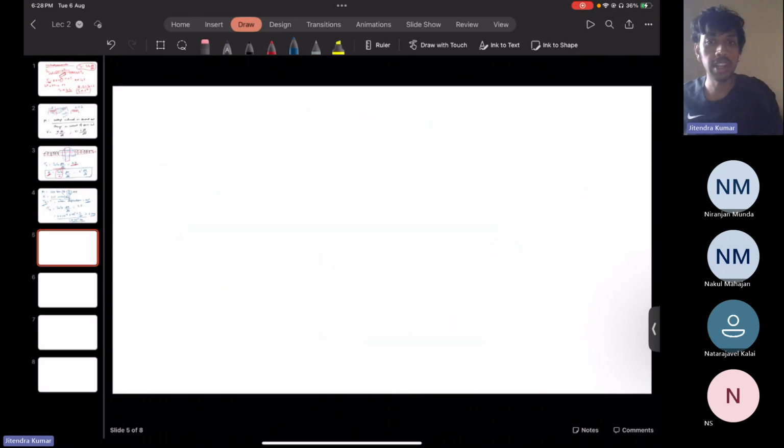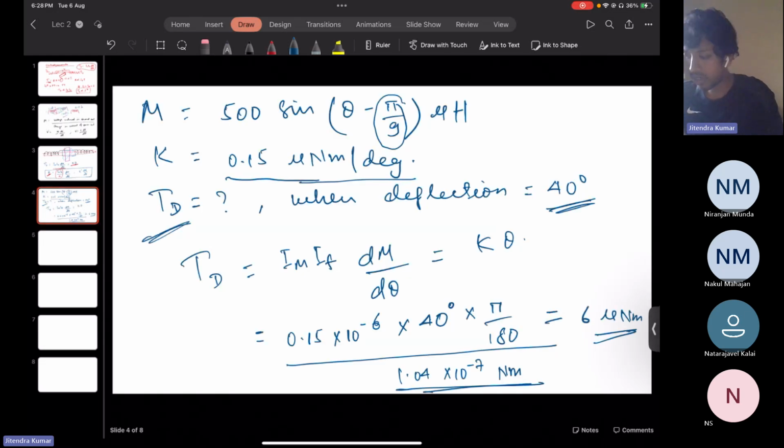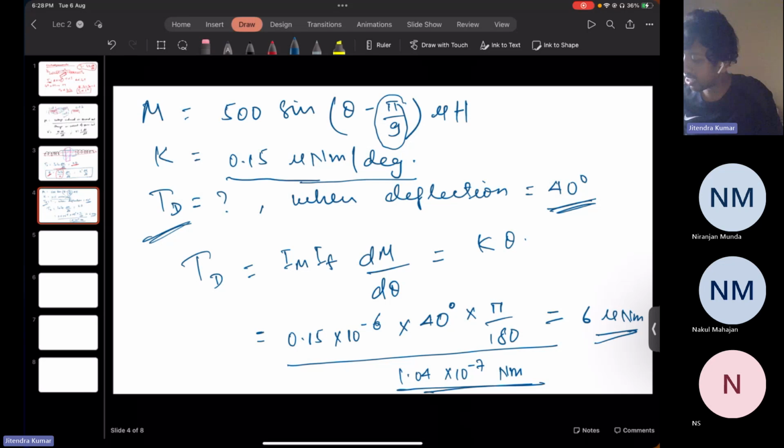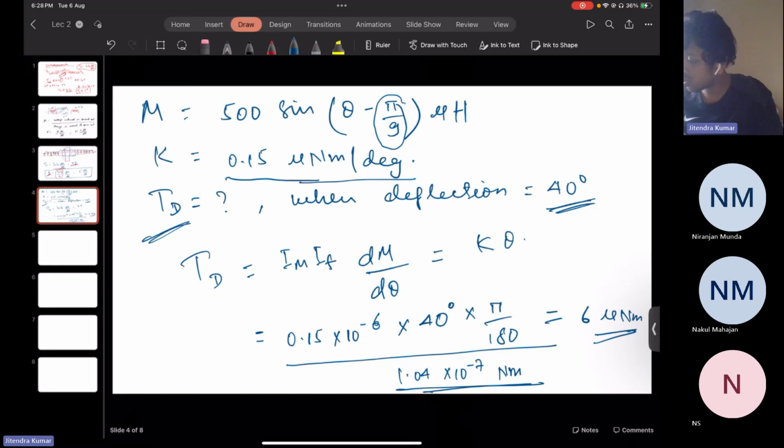Okay, so let us move ahead. Wait. K is itself given in degree, right? So theta should be in degree. So we can take straight away 40 degree here. No need to convert into radian. Right, so we can remove it.